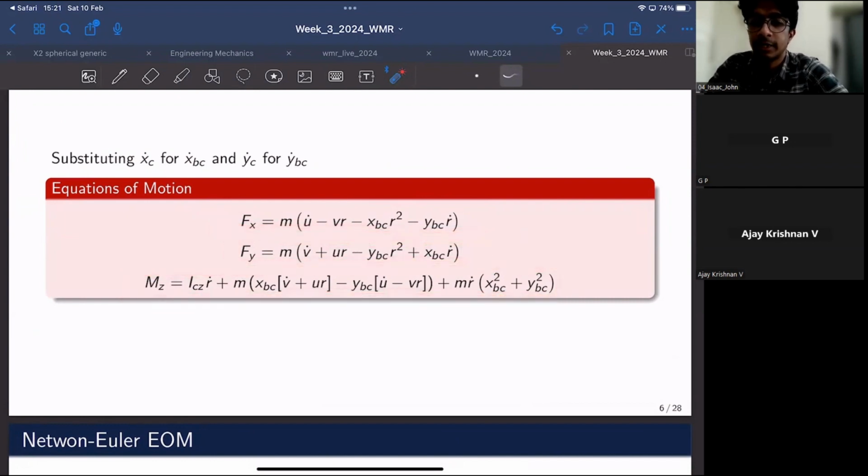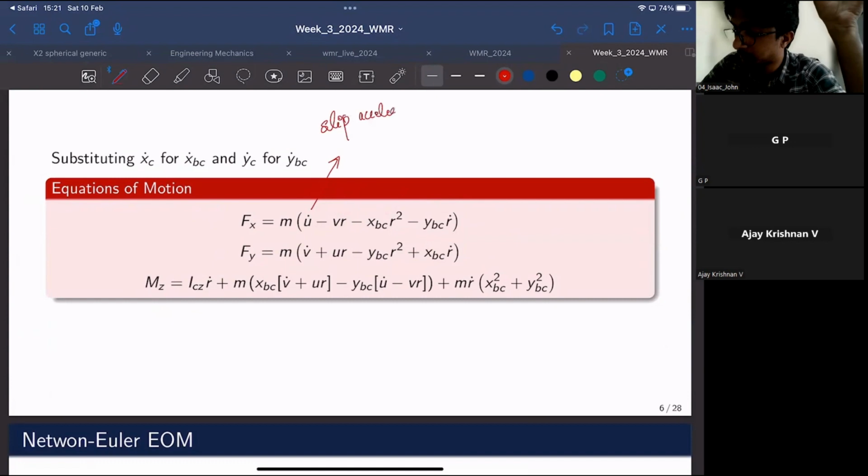And for any object moving with respect to a frame of reference, you should be familiar with what these components are called. So this u component is an acceleration along this u axis. We call this the slip acceleration. And VR, what is this VR? There is also a term for this. It's called the Coriolis acceleration.